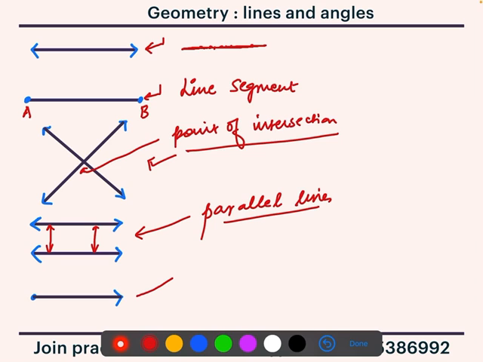The last figure of the day is a ray. What is a ray? A ray is a line only, but has got a starting point, but it doesn't end anywhere. So a continuous line that starts from a point is called a ray.